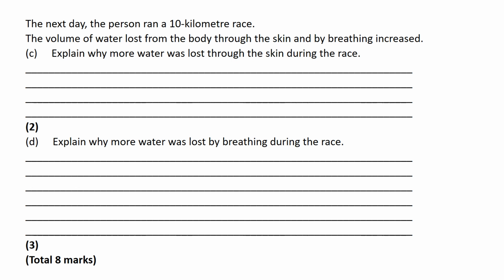The next day, the person ran a 10-kilometre race. Explain the volume of water loss. This is an explain question. It's an AO2 skill because you're not having to justify anything or evaluate it. But you have to explain why more water is lost through the skin during the race. This is going to be linking to our thermoregulation lesson also. And explain why more water is lost by breathing during the race. Again, this is going to be linking to our respiration. You can see how with the triple science, there's much more linking between topics.